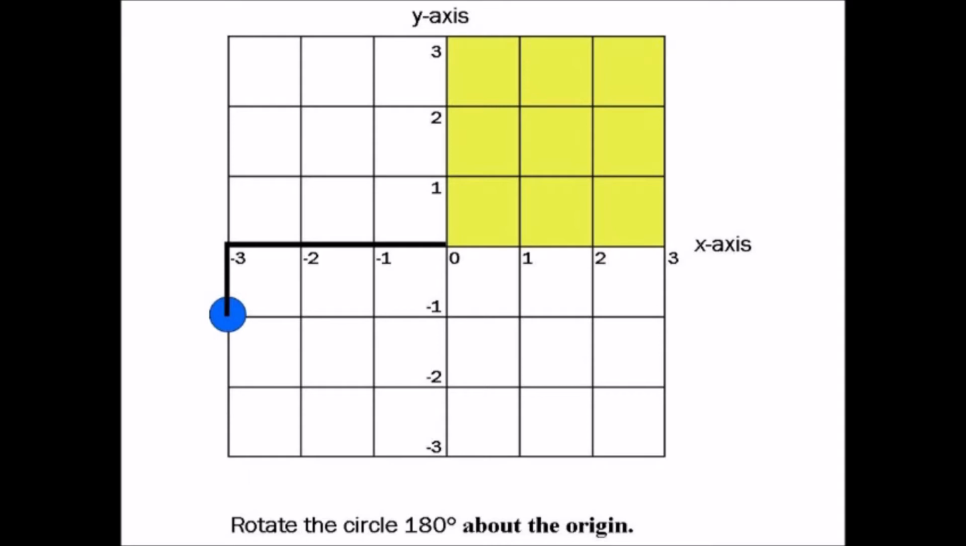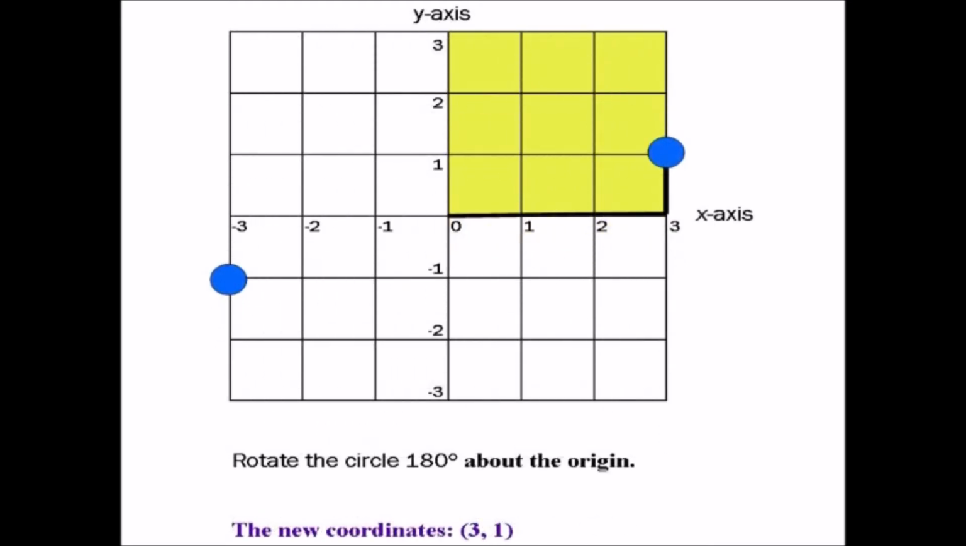Now you're not rotating that 90. You're rotating that 180. So you're going to place that line along the x-axis. On the other side along the x-axis, that's a 180 degree turn. Remember, a line is 180 degrees. So you have to put it straight across. There you have it. We place that line across on the x-axis. That's 180 degrees. And there you see the blue circle would end up at the coordinates 3, 1.